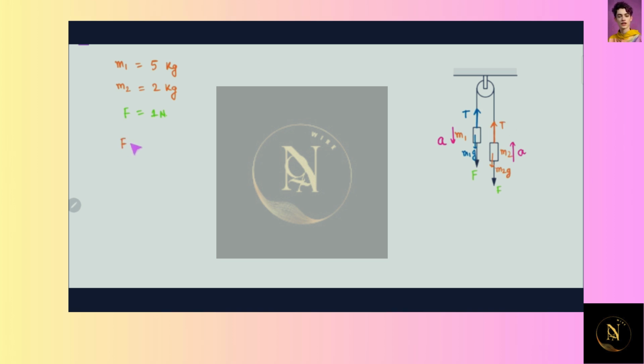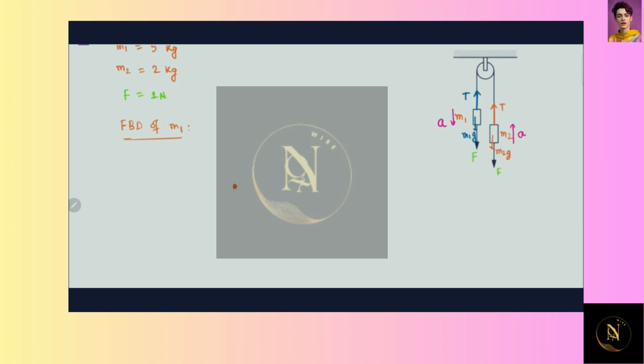So if I draw the free body diagram of M1 block, then we can replace this M1 block with a point. On this block, downward force is F plus M1g, and upward force is the tension force T. Under these forces, the M1 block is moving downward with acceleration A. So by applying Newton's second law in the downward direction, the net force on this M1 block, that is F plus M1g minus T, has to be equal to M1A. Let's say this is my equation number 1.